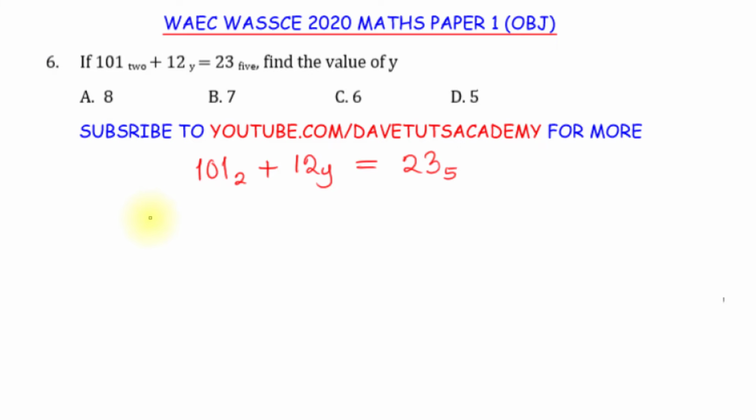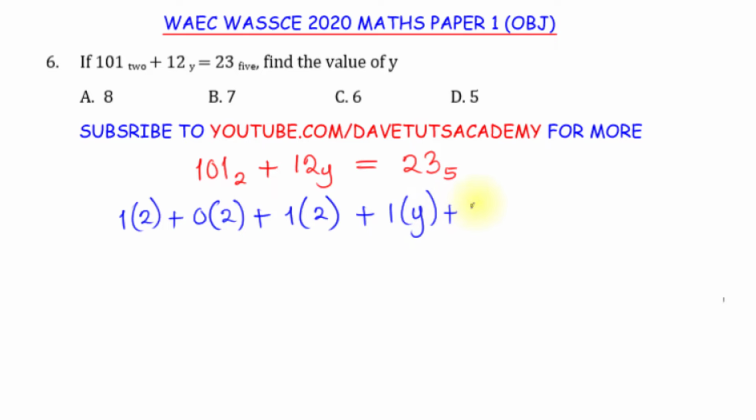Now, this is what we do. We just multiply each of the entries by the base, and then we duplicate the power, and I'm going to show that. In this case we have 1 times y plus 2 times y, and then on the right hand side we have 2 times 5 plus 3 times 5. This is the conversion that will really help us to solve this type of question whenever we come across them.